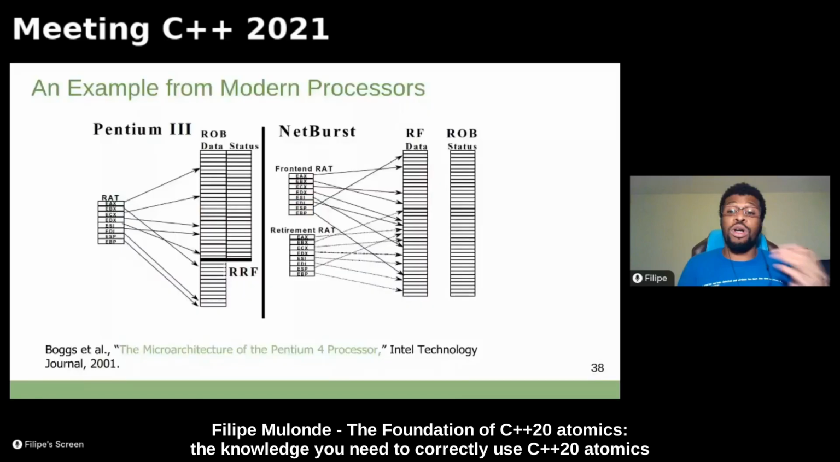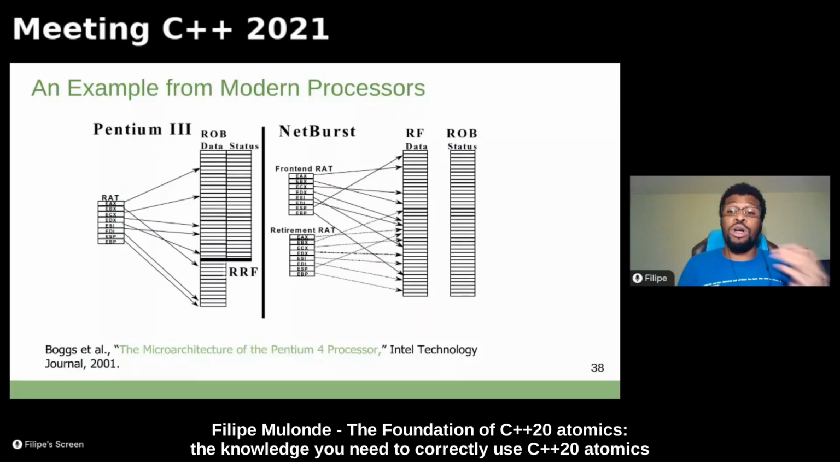So here is an example of how modern machines perform register renaming and provide precise exceptions. It's an example of the Pentium 4. We have this front-end register alias table that, together with the reorder buffer, is used to perform register renaming to eliminate anti and output dependencies. And the retirement register alias table with the reorder buffer is used to provide precise exceptions. In other words, to update the architecture state in the program order specified by the programmer.